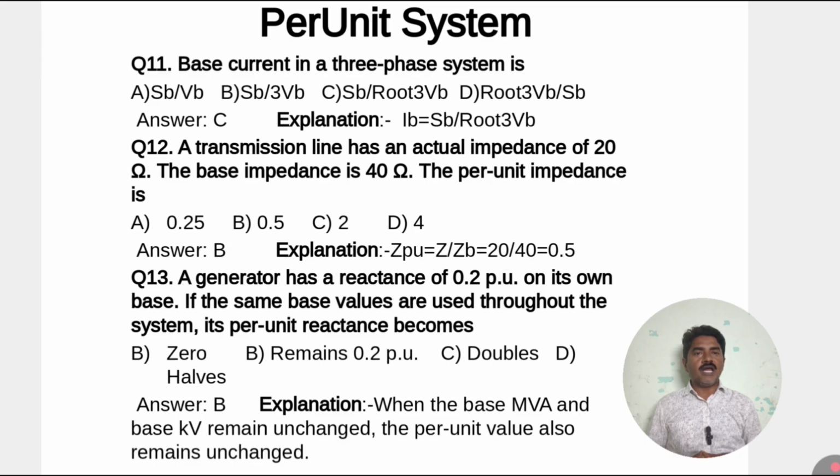12th one: a transformer line has an actual impedance of 20 ohms. Base impedance is 40 ohms. The per unit impedance is actual value by base value, 20 divided by 40, that is 0.5. Here B is the answer. 13th: a generator has a reactance of 0.2 per unit on its own base. If the same base values are used throughout the system, its per unit reactance becomes 0.2, because the base value remains the same and the actual value is the same. So B is the answer.